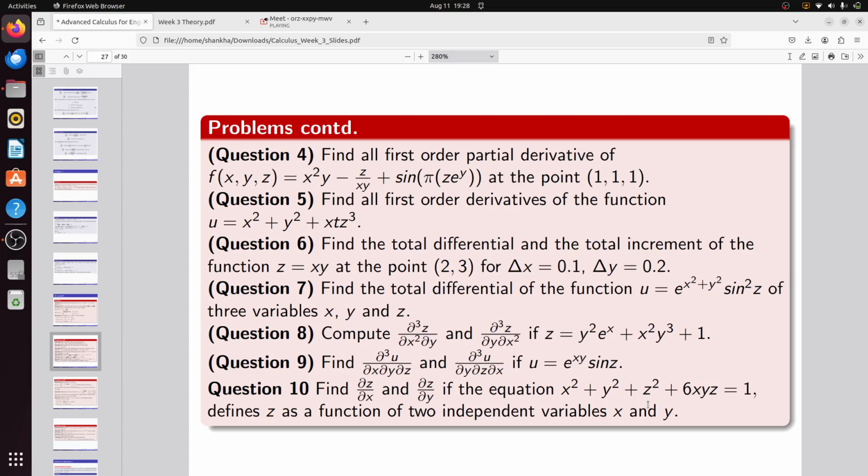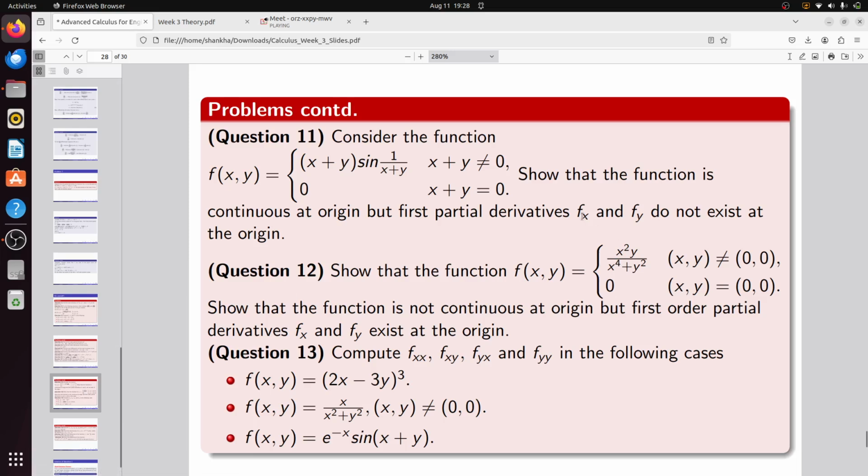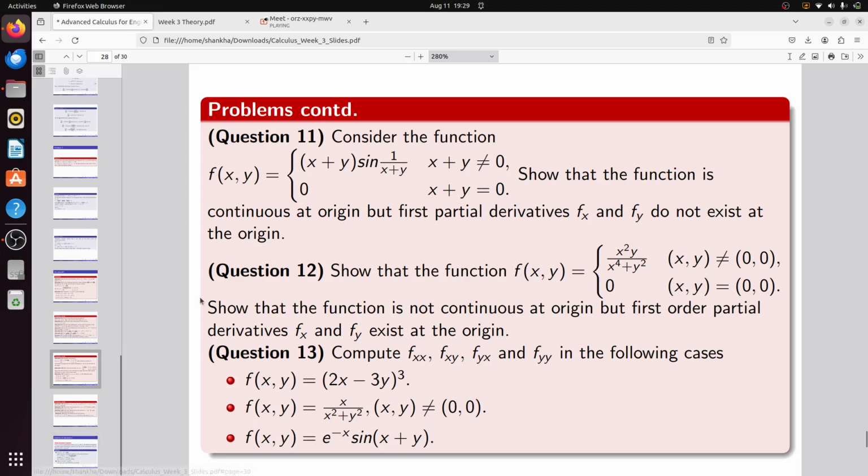Yes, sir. Okay. So these problems I think that you can do, right? So next. Consider the function x plus y into sin 1 by x plus y when x plus y not equals to 0, and 0 when x plus y equals to 0, so that the function is itself continuous at origin, but first partial derivatives fx and fy do not exist at the origin. So this problem is quite easy to solve.